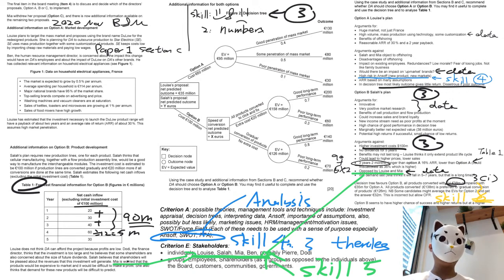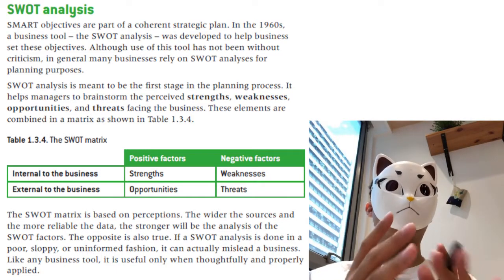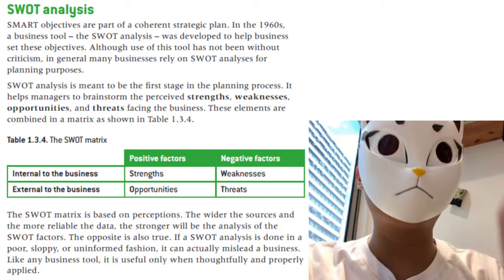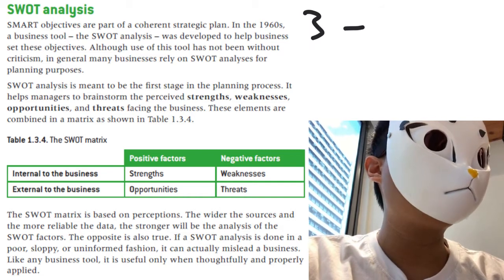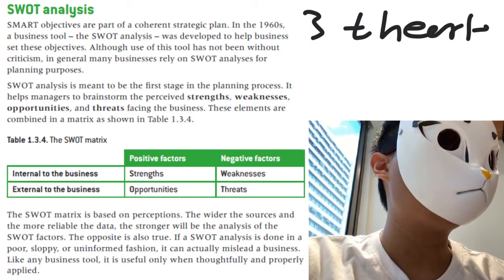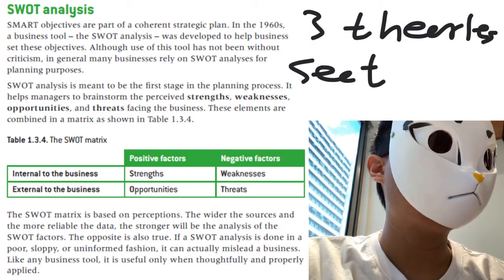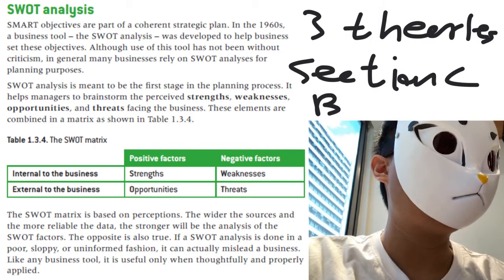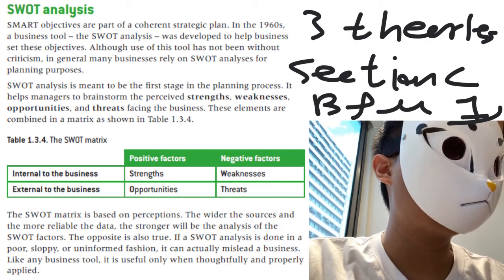So right now I'm going to move on to all these theories, that is skill set number 4. There are 3 common theories that must be applied to these cases. So we are going to talk about the 3 theories that can be applied in section C, business and management, paper 1.